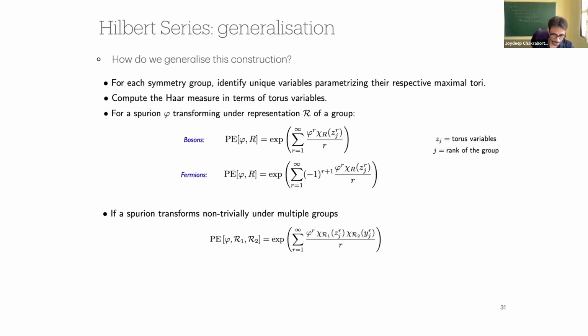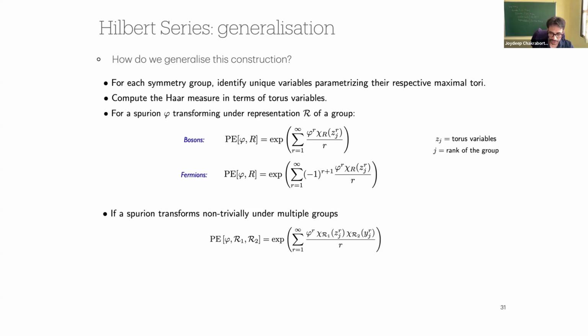Okay. So now, as I'm saying, life is not so simple because we do not have only one symmetry. You have a product of symmetries. So this construction will be extended for the product of symmetries. For individual groups, you have to identify what the representations are.